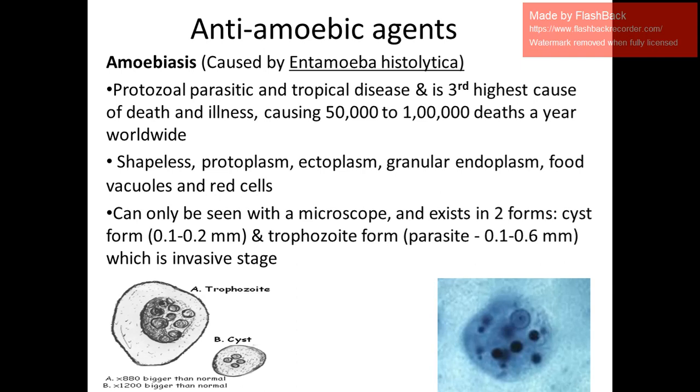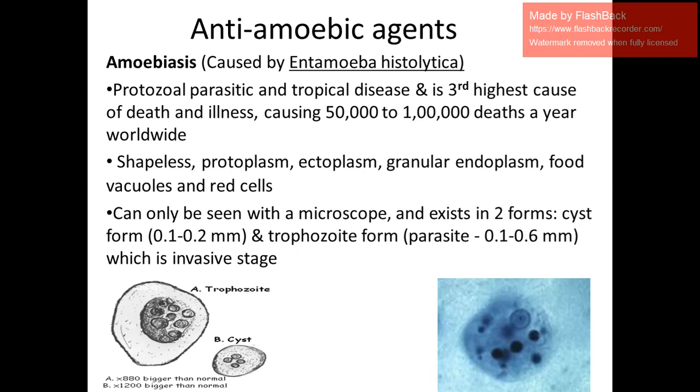Okay. So what is this amoeba? Amoeba we have studied since our college days, the junior college days. It is a shapeless mass of protoplasm which has an ectoplasm, that is the outside cytoplasm, and the inner cytoplasm which is called a granular endoplasm. It has food vacuoles and red cells. The red cells have the ferrous ions which are required for carrying out the various biochemical processes within the amoeba, and food vacuoles, of course, provide the nutrition to the amoeba.